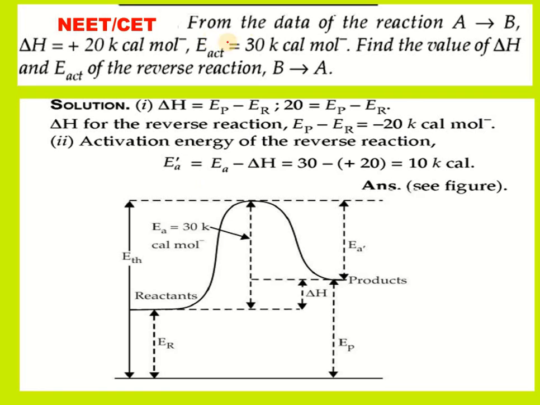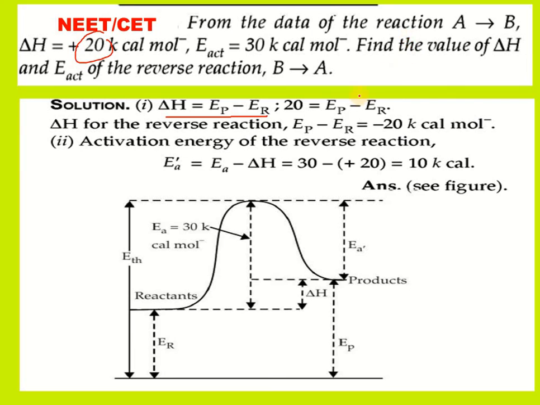See the next question. From the data of the reaction A gives rise to B, delta H is equal to plus 20 kilocalories per mole. Activation energy is 30 kilocalories per mole. Find the value of delta H and activation energy of the reverse reaction, that is B gives rise to A. You can observe here we have an equation: delta H is equal to EP minus ER. EP means energy of products, ER means energy of reactants. And in this, the delta H value given in the question is 20 kilocalories. If we substitute in this one, EP minus ER will become 20.